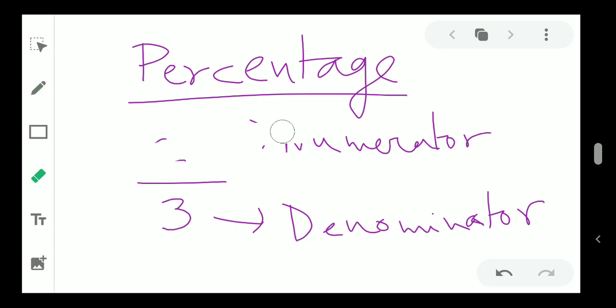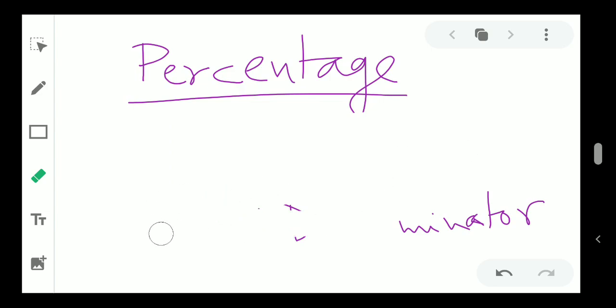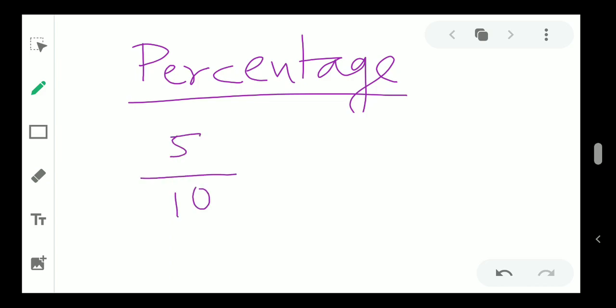From fraction we have seen that when we write something by 10, let's say 5 by 10, we write this as 0.5. That means we write this term in the expression of decimal. So from fraction we have come to decimal.